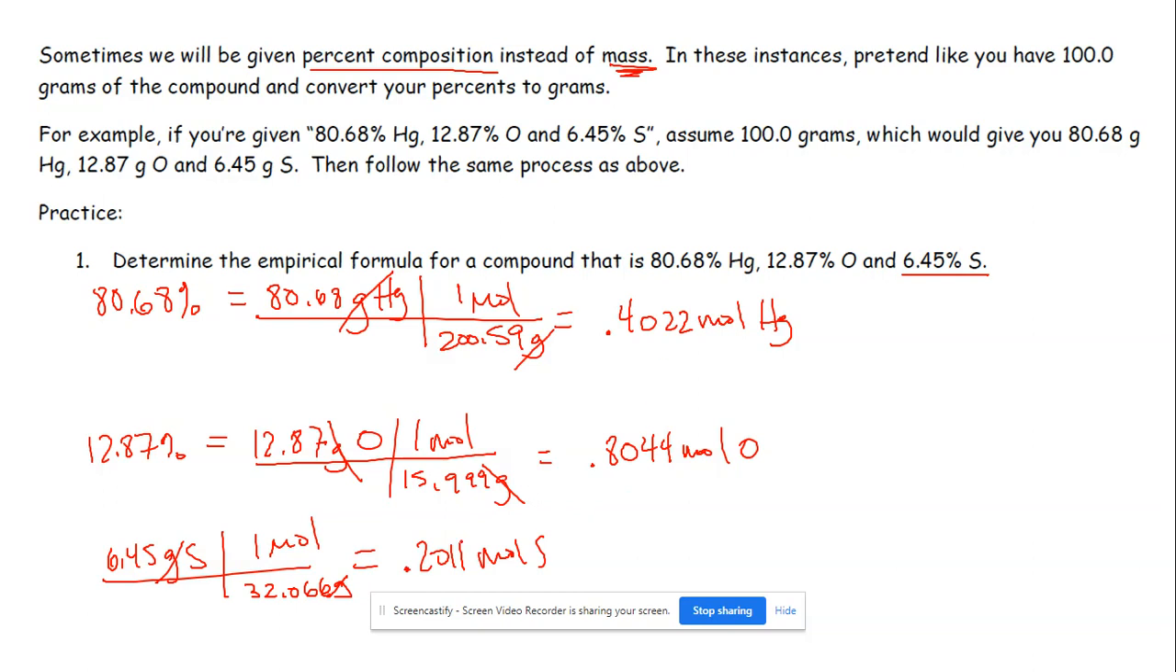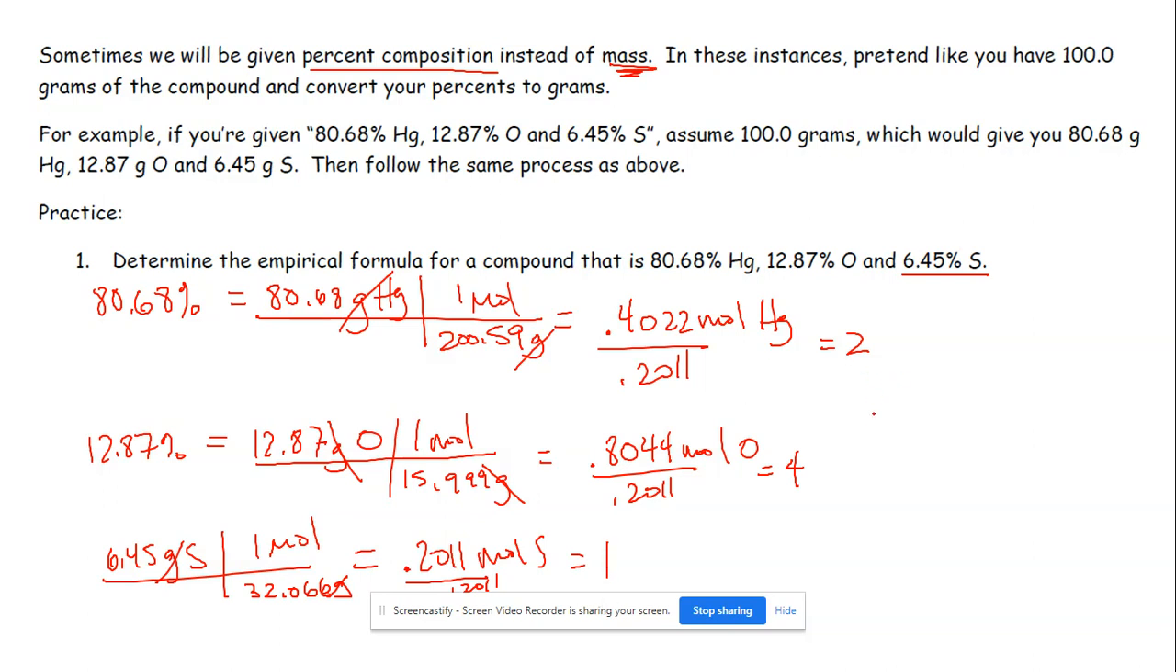I look at my 3. I'm going to choose the smallest of the 3 and divide everything by the smallest. 0.2011 is the smallest, so I divide everything by 0.2011. 0.4022 divided by 0.2011, I can actually do that in my head. It's 2. Here we have 4. Here we have 1.